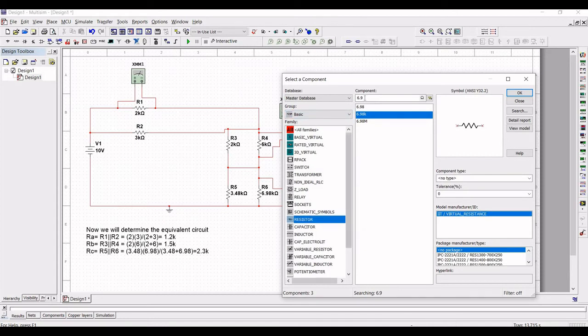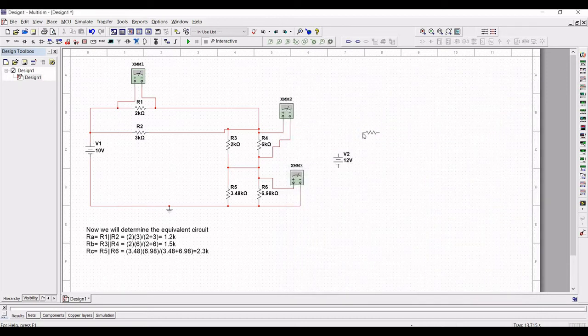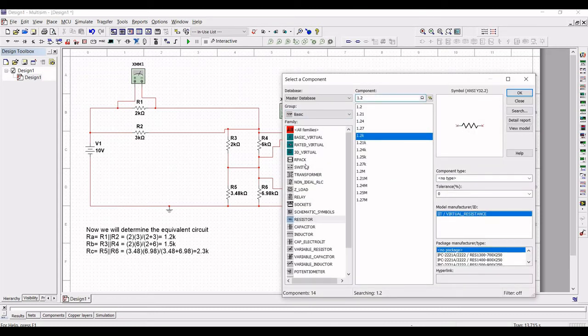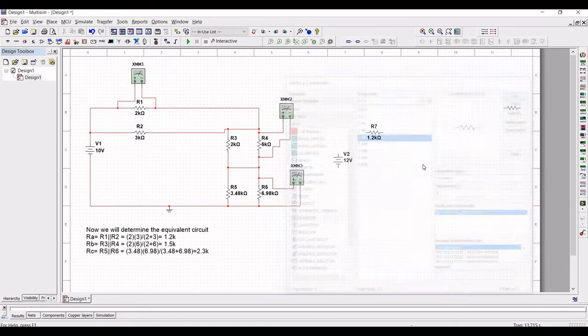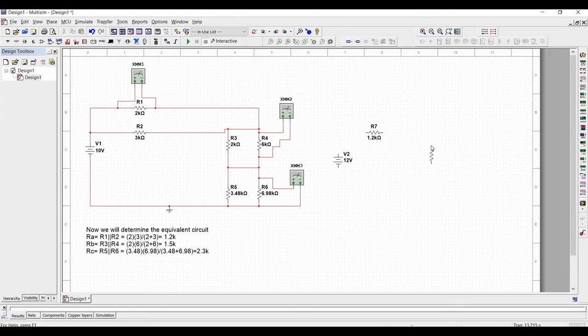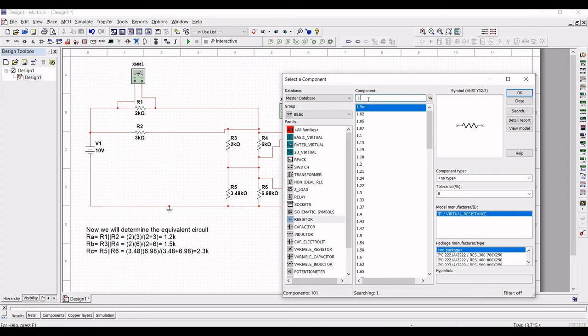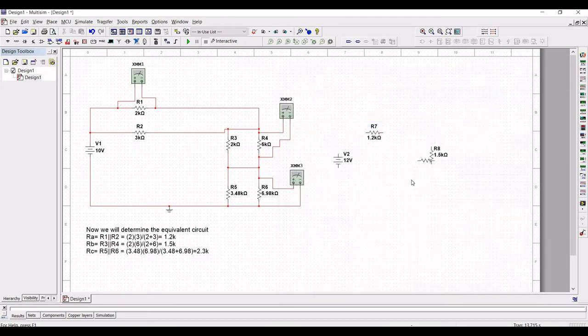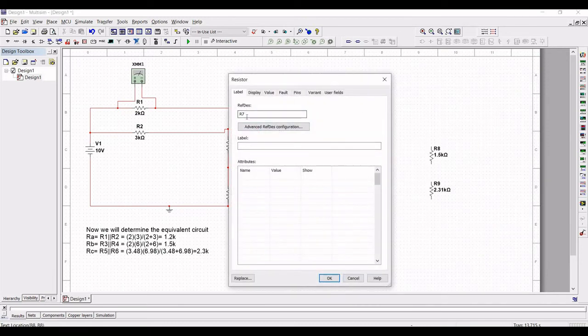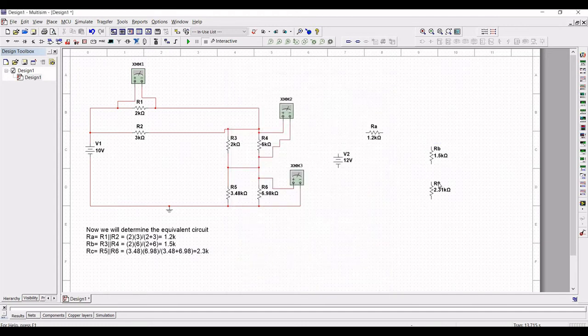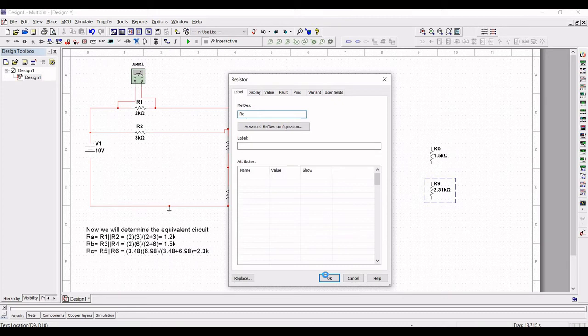Now select the group as basic and we have to place the equivalent resistance of 1.2 kilo ohm and 1.5 kilo ohm and 2.3 kilo ohm. So place these three resistors accordingly as shown in this particular tutorial. Now double click on resistor R7 and define the reference as RA. Similarly, define the reference as RB for resistor R8 and define the reference as RC for resistor number R9.